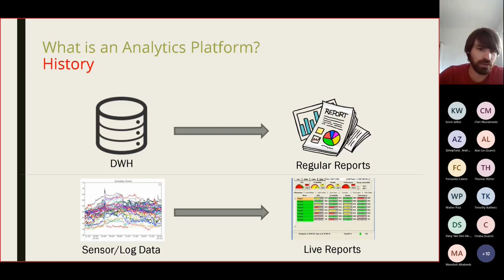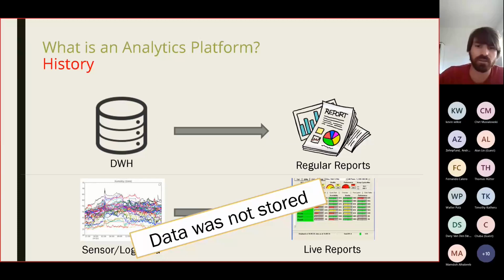Besides that, you also had other data sources like sensor or log data, which wasn't really stored because back then the data volumes that were generated were just too big to be stored, or would have been too expensive to be stored. So the only thing you usually had were some live reports that visualize that data, but you never had a historic view of your sensors, for example. Okay, so that was in the very past.